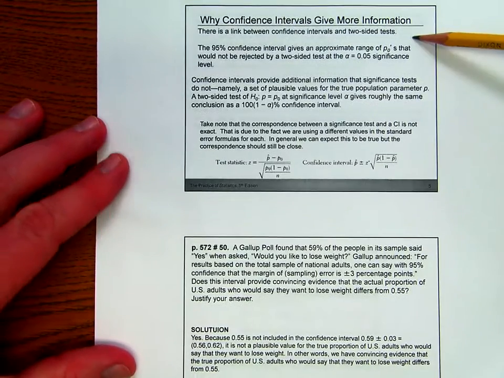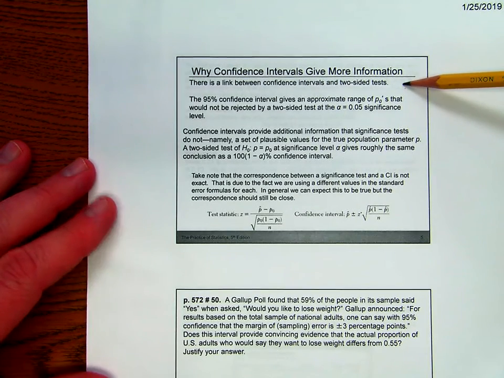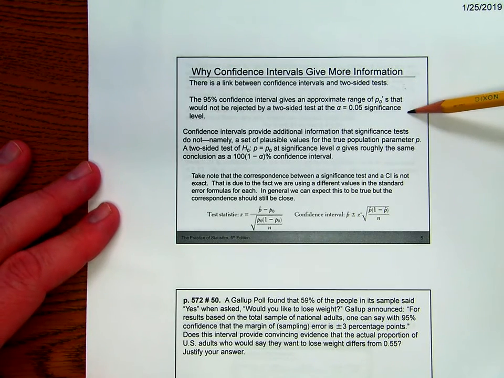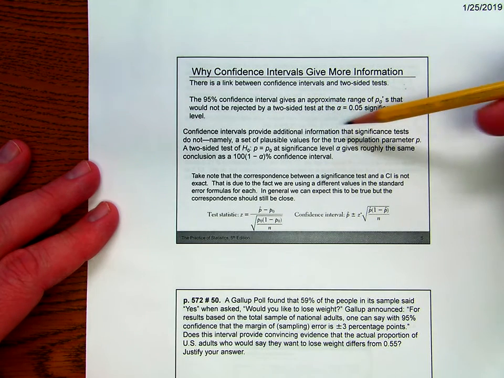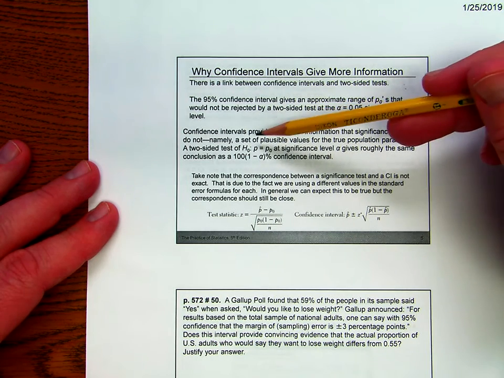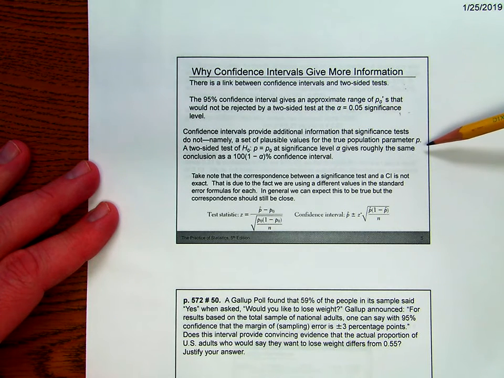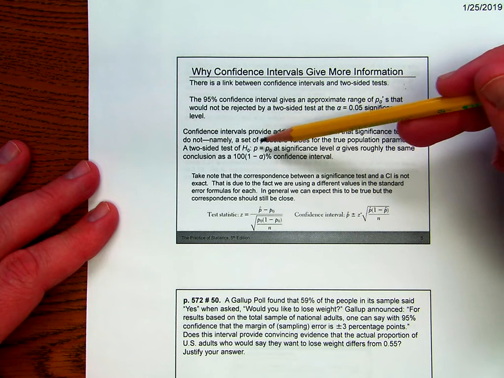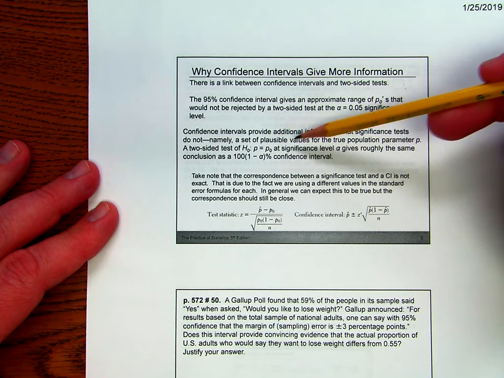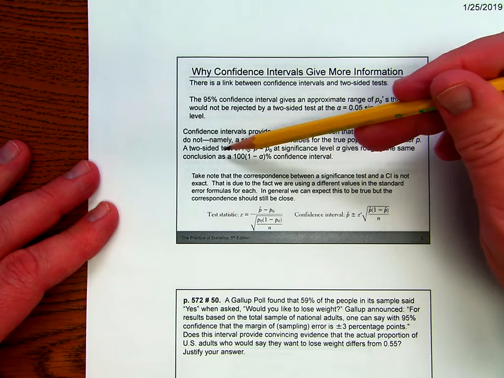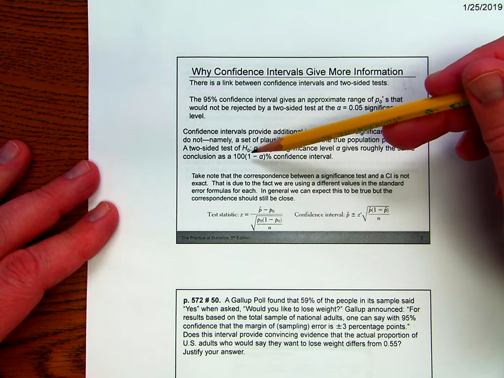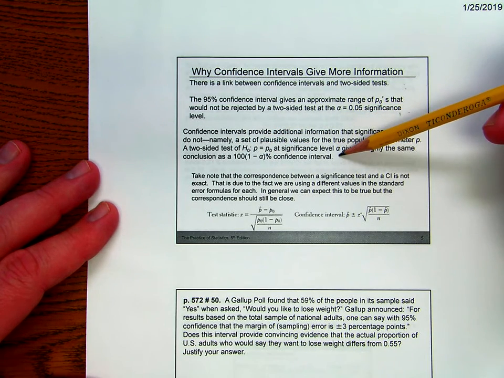There is a link between confidence intervals and two-sided tests. The 95% confidence interval gives us an approximate range of p's that would not be rejected by a two-sided test at the 0.05 significance level. Confidence intervals provide additional information that significance tests do not, namely a set of plausible values for the true population parameter p. A two-sided test of Ho: p equals p0 at a significance level alpha gives roughly the same conclusion as the 100(1 minus alpha)% confidence interval.